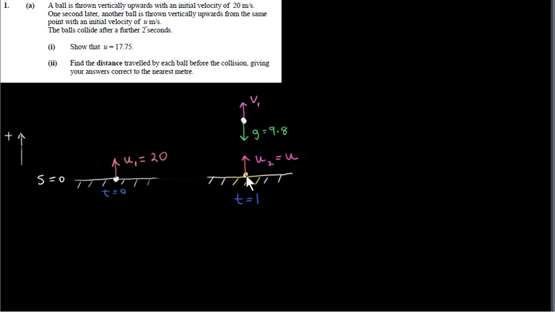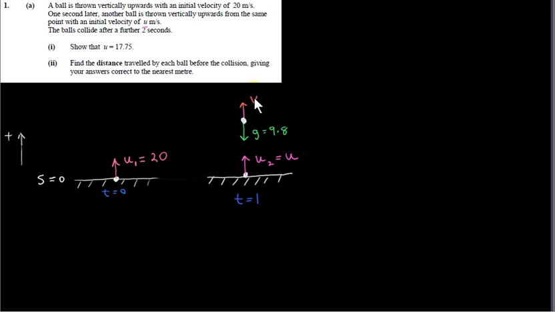Of course, the second ball is launched from the same point as the first ball, but I'm showing this on a separate diagram just for clarity. So this is the situation at t equals 1. So here's the second ball being launched at that instant. Its initial speed, u2, is given by u. Now the first ball is up here. So initially it was here, now it's here.